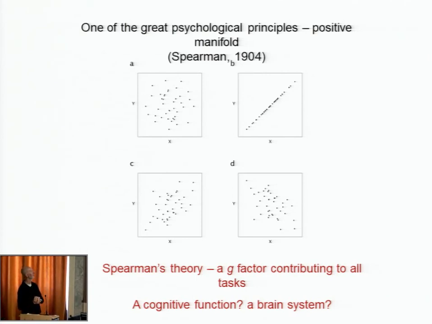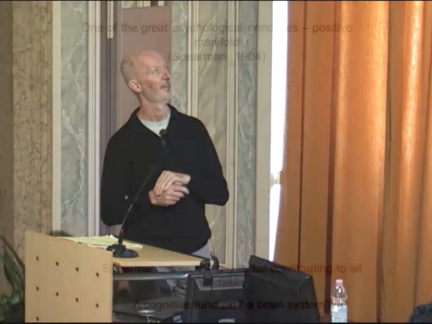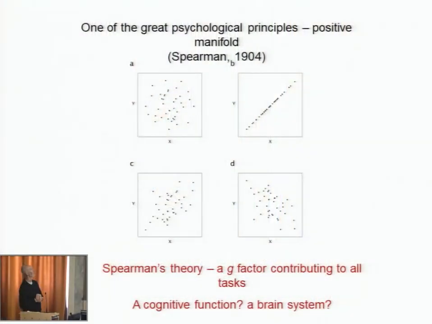And it's illustrated here with plots of various different results you might get if you look at the relationship, or the correlation, between measures of two different abilities on two different psychological tests. Let's call them X and Y. Because the great psychological principle is, it doesn't matter what X and Y are, the result is always the same. So what would happen here? You've plotted the performance of a whole load of different individuals, each individual is a dot, on test X and test Y, and we measure whether or not doing well on X predicts how you will do on Y.